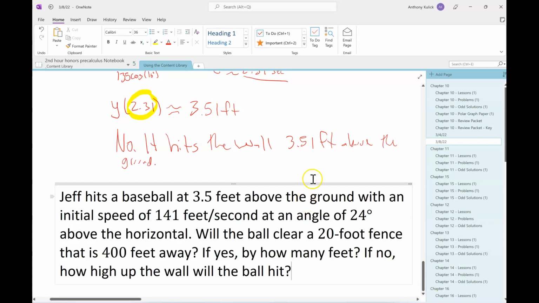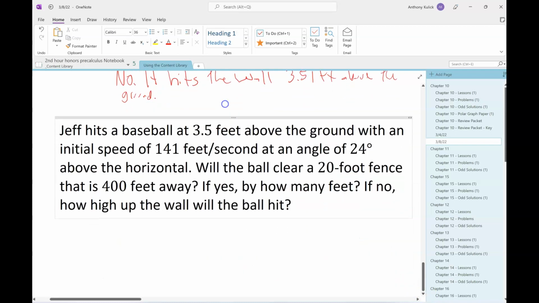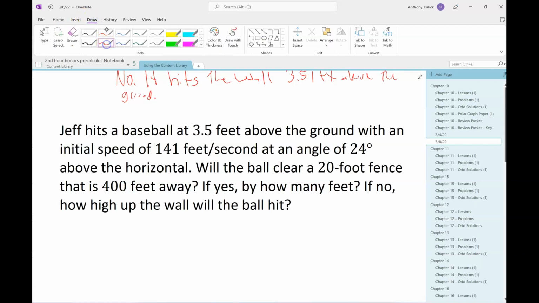My man Jeff hits a baseball at 3.5 feet above the ground with an initial speed of 141 feet per second at an angle of 24 degrees above the horizontal. Will the ball clear a 20-foot fence that's 400 feet away? If yes, by how many feet? If no, how high up the wall will the ball hit?